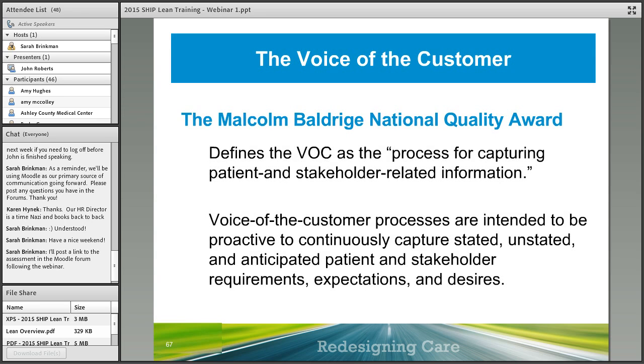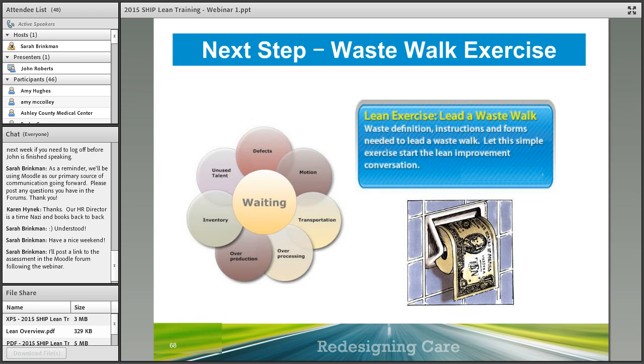I really like the Malcolm Baldrige National Quality Award's definition of voice of the customer. Again, they describe it as the process of capturing patient and stakeholder-related information, and that it is proactively and continuously captured: the stated, unstated, and anticipated patient and stakeholder requirements, expectations, and desires. So I think that's one of the best definitions of voice of the customer that I've seen. So that's a little bit about voice of the customer.